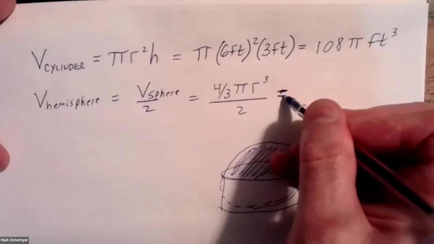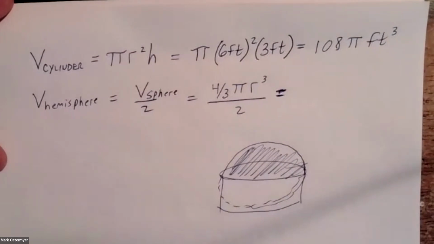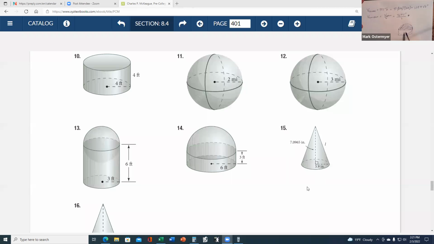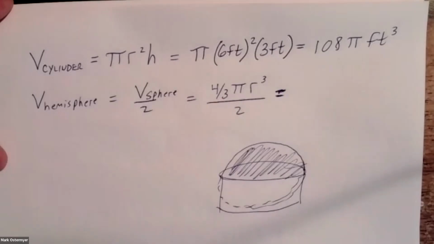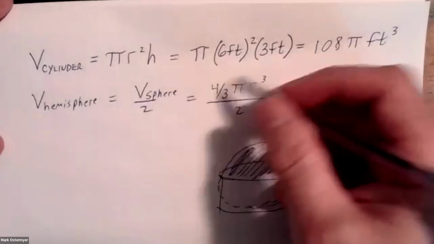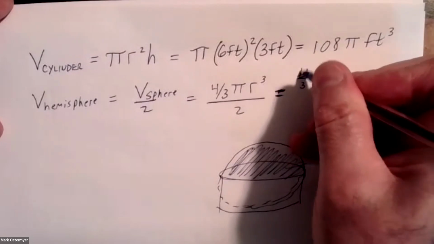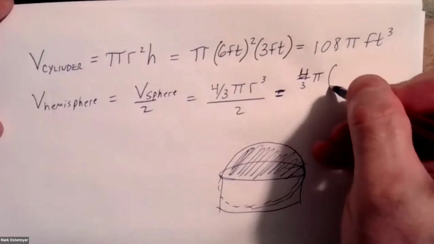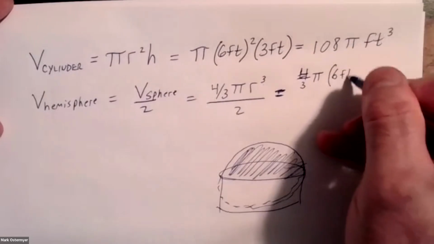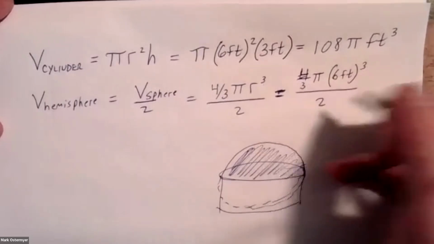It's like the dome of a building, like a stadium or something. Okay. So what is the radius of that sphere? Well, the radius is 6 feet because that's also the radius of the circular top or bottom of the cylinder. So the radius of the sphere is 6 feet. Therefore, to find the volume of this hemisphere, we're going to have 4/3 times pi times 6 feet cubed, all divided by 2.